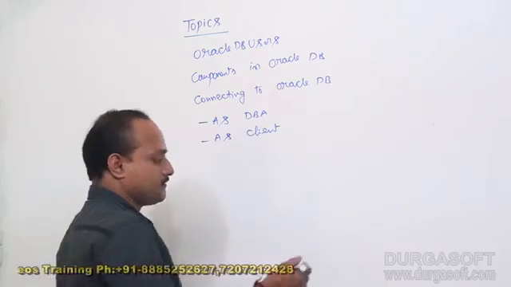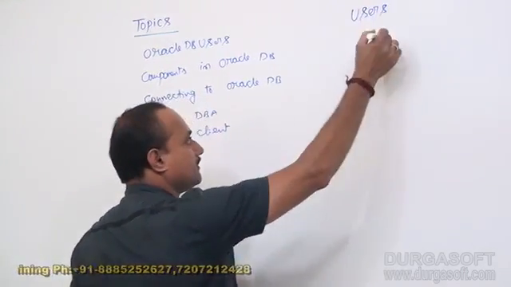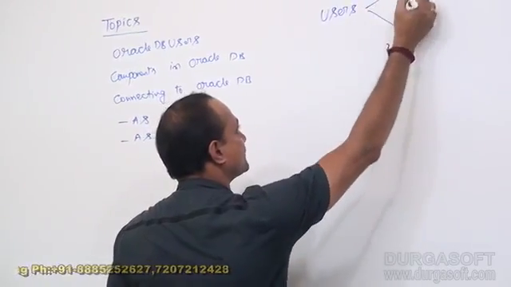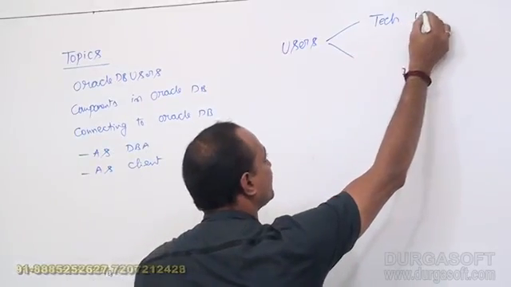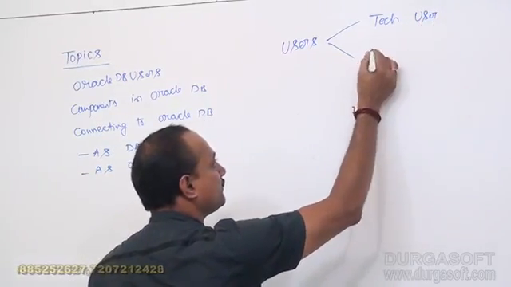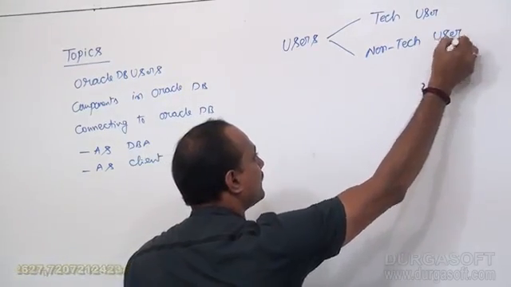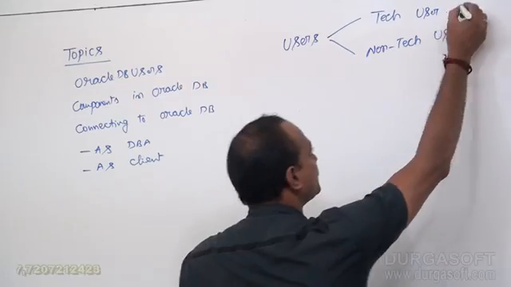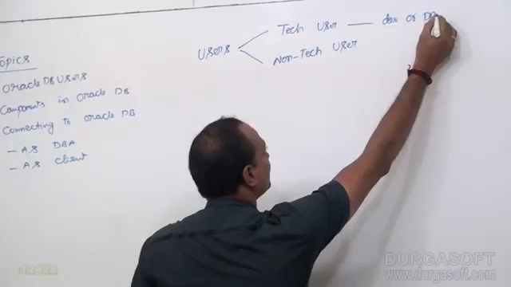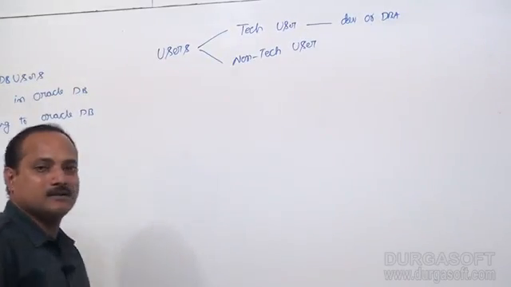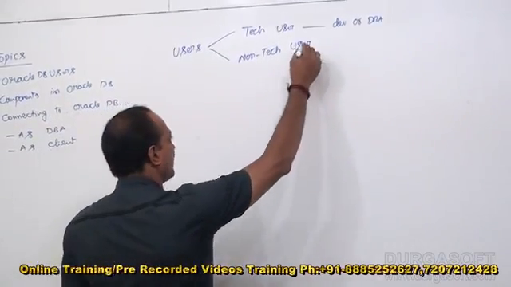Let us see. First, consider users. Generally, users are divided into two categories. In the last session we already discussed this: technical user and non-technical user. A technical user is either a developer or a DBA, that is, an Oracle SQL or PLSQL developer and a database administrator.